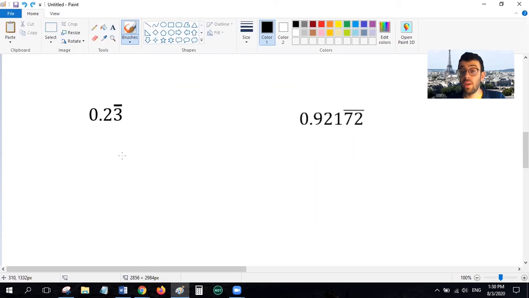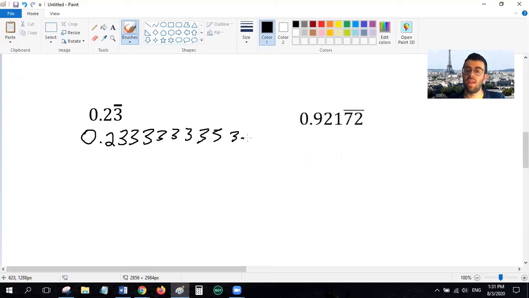Hi there. In this video we're going to be talking about what to do when we're trying to convert a decimal like this to a fraction. Meaning, what happens if we have some sort of non-repeating decimal and then after it the decimal is repeating. So this one of course is going to look like 0.23333333333 forever and ever.